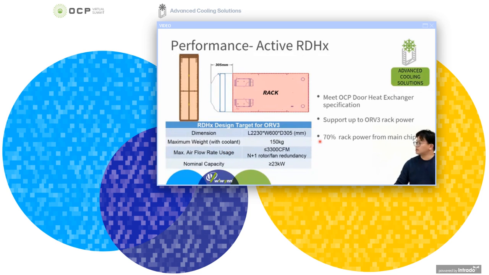As we know, 70% of rack power is from the main chips like the CPU, GPU, or ASIC. So for the active rear-door heat exchanger, the cooling capacity design target supports up to 33 kilowatts.